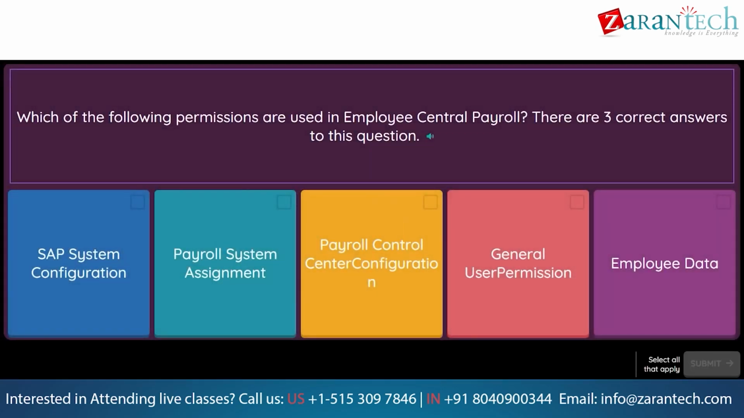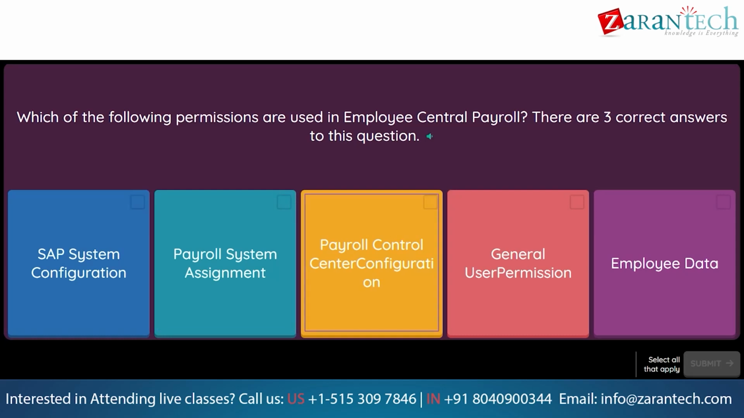Question: which of the following permissions are used in Employee Central Payroll? There are 3 correct answers to this question. Option 1 SAP System Configuration. Option 2 Payroll System Assignment. Option 3 Payroll Control Center Configuration. Option 4 General User Permission. Option 5 Employee Data.